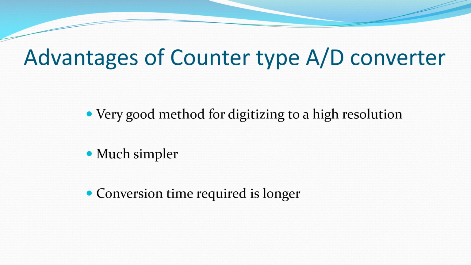The counter type analog to digital converter provides a very good method for digitizing. This method is much simpler, but the conversion time required is longer since the counter always begins at 0 and counts through its normal binary sequence.